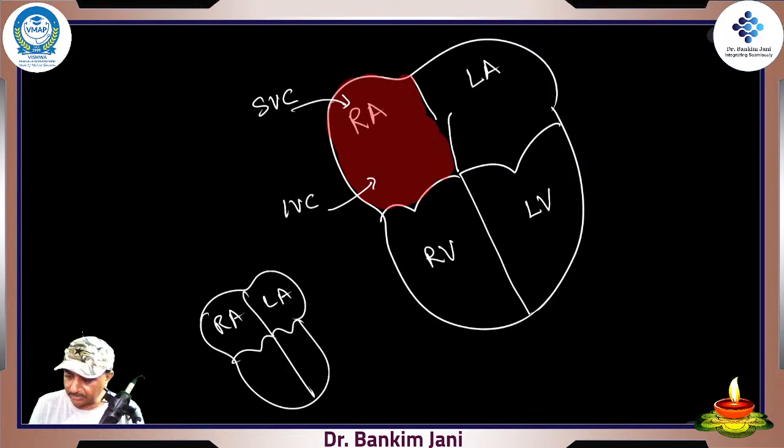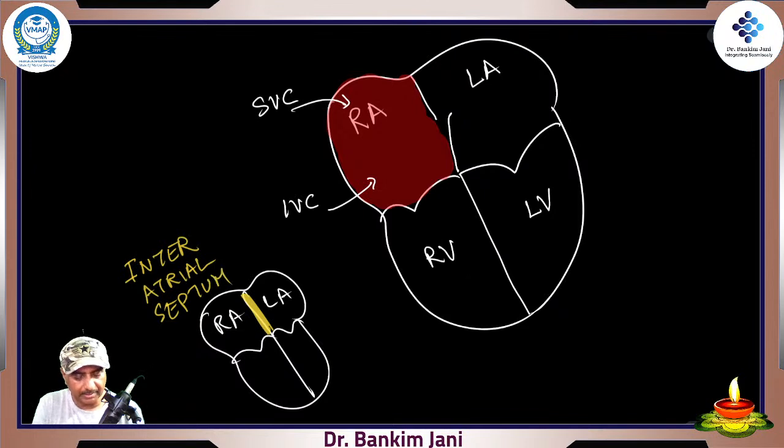So this portion, which is the wall between right atrium and left atrium, it is between two atria. So that's why can I call it, like say international, between two nations, inter-school competition between two schools. So this is between two atria. So inter-atrial septum, correct? Inter-atrial septum, a septum which is between two atria, right atrium and left atrium.